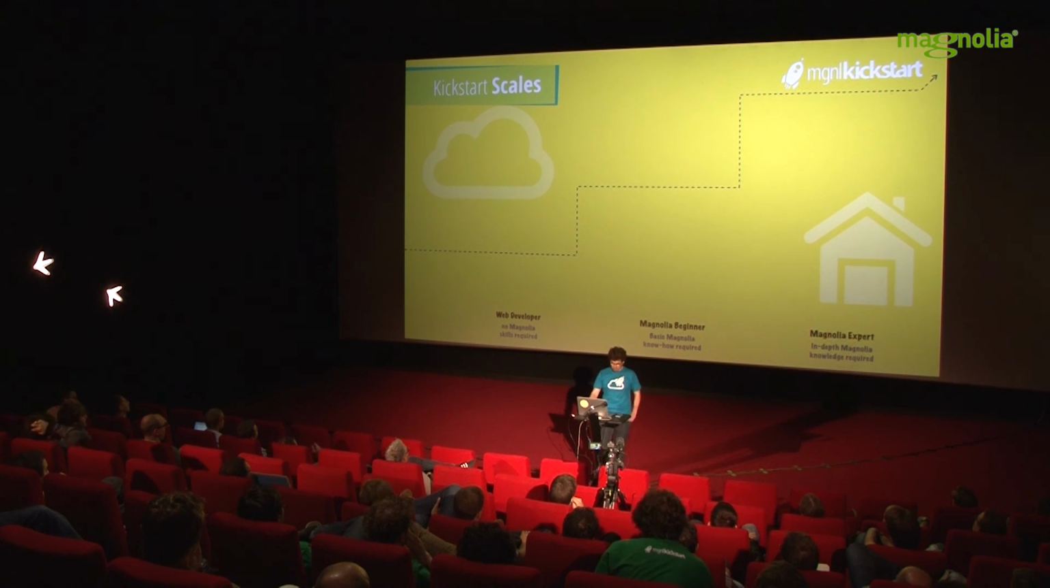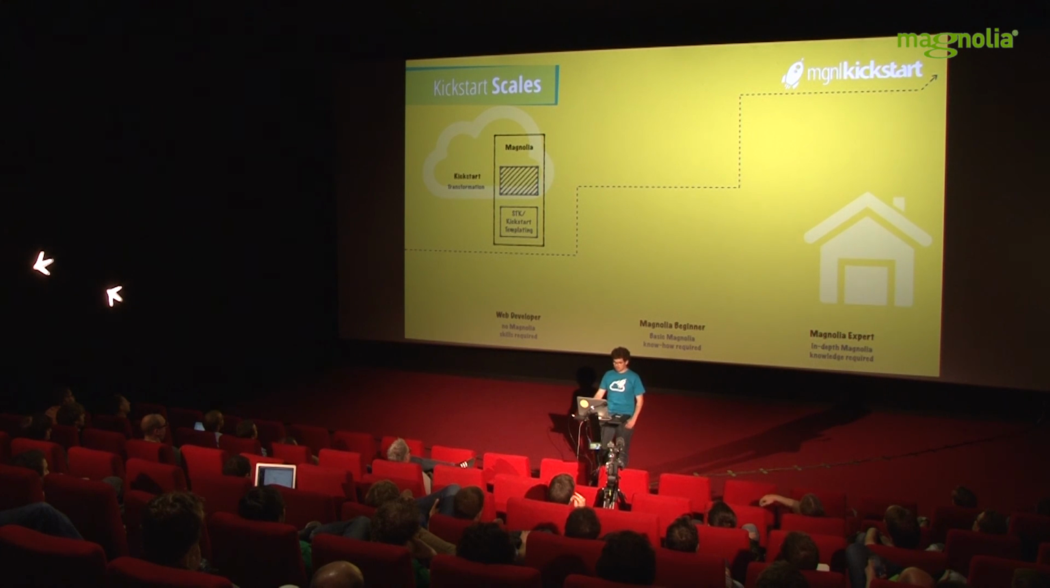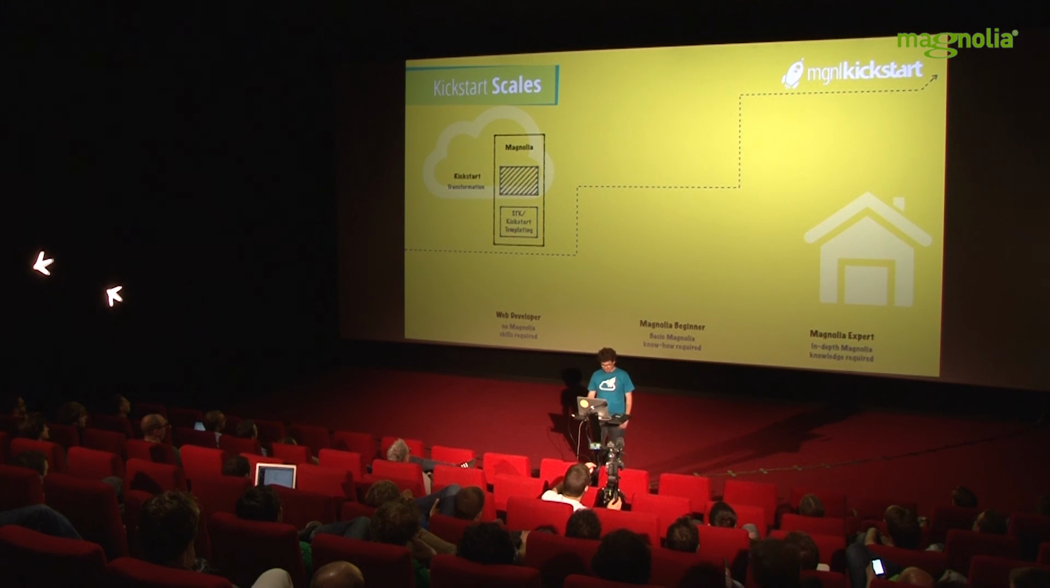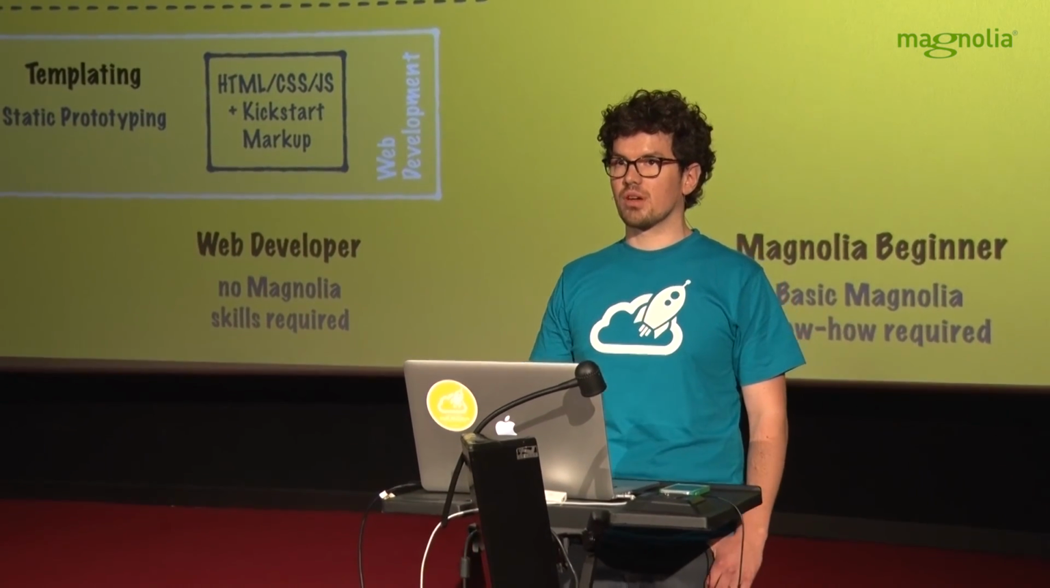As a web developer with no Magnolia skills, you create an account in the Kickstart cloud, and Kickstart will maintain your Magnolia instance. You have the templating libraries, why not even the SDK, and in the future maybe Kickstart templating. Then the idea is to check out, as I did, the static prototype to the local machine so that you can work locally on the static prototype.